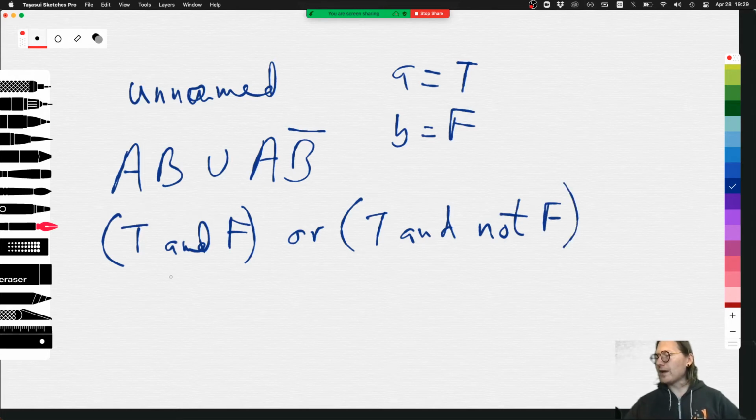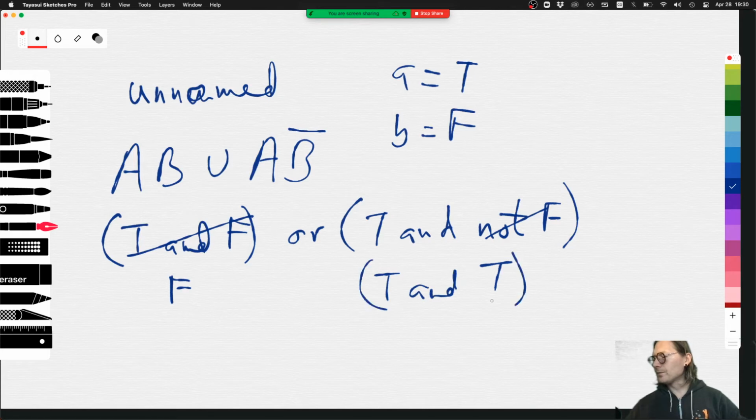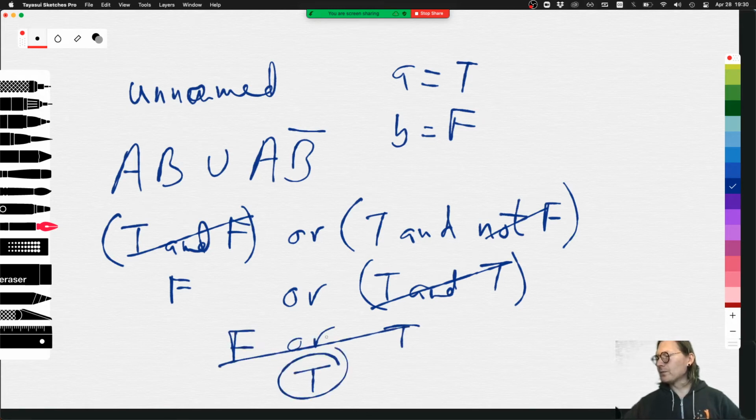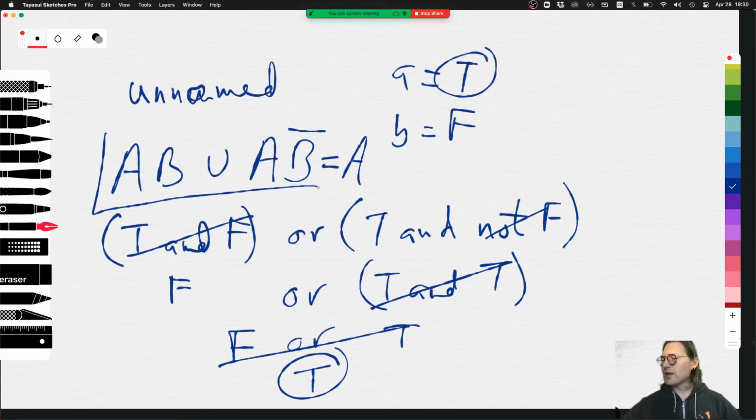True and false, well, that evaluates to false, right? True and false evaluates to false. Not false, well, that evaluates to true. True and true, that evaluates to true. False or true evaluates to true. So this complex statement actually boils down to true. It's sort of like an absorption law, but we don't consider it to be an absorption law exactly. But essentially, it's doing a similar thing to what the absorption laws do.